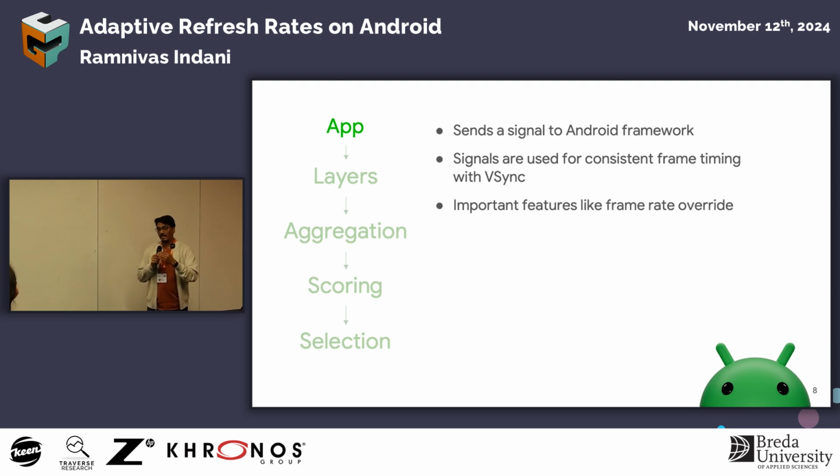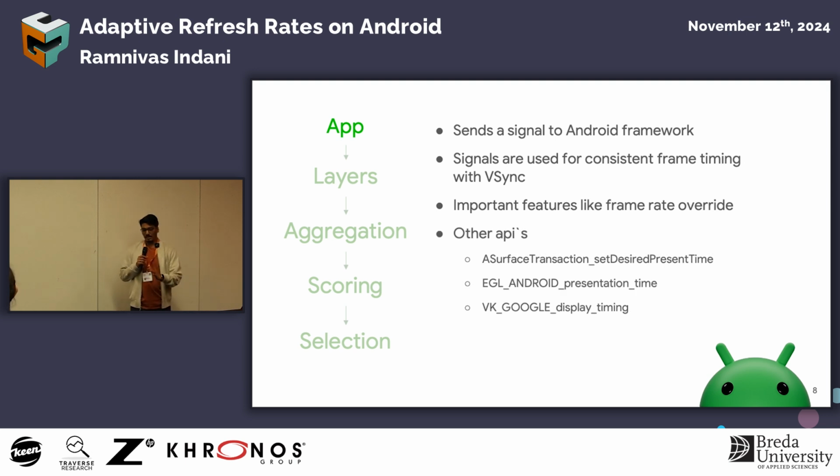And by setting these frame rates, there are certain features like frame rate override which are possible, which we'll see an example of, where we can run at some of the divisor rates of the actual vsync. So even if the display does not support the rate that you want, you still can run at the divisor of that refresh rate.